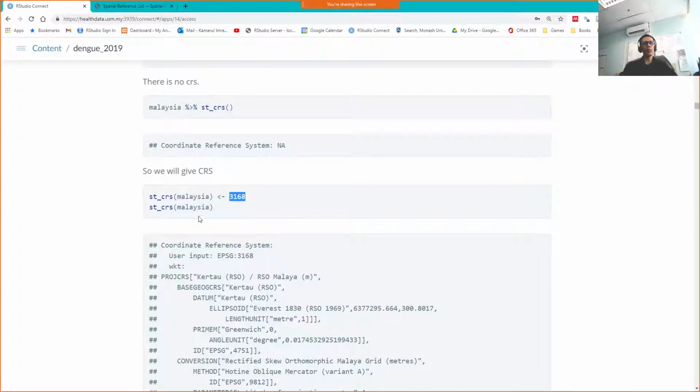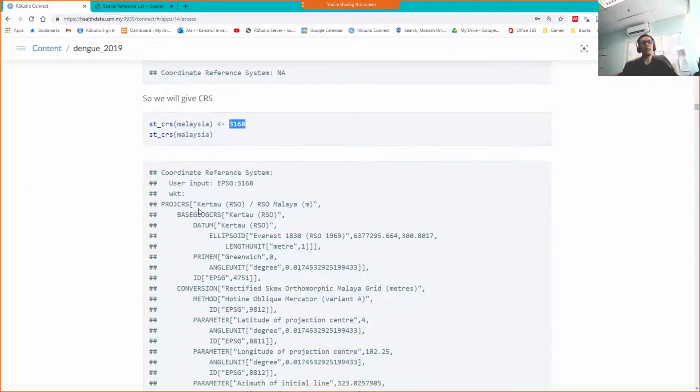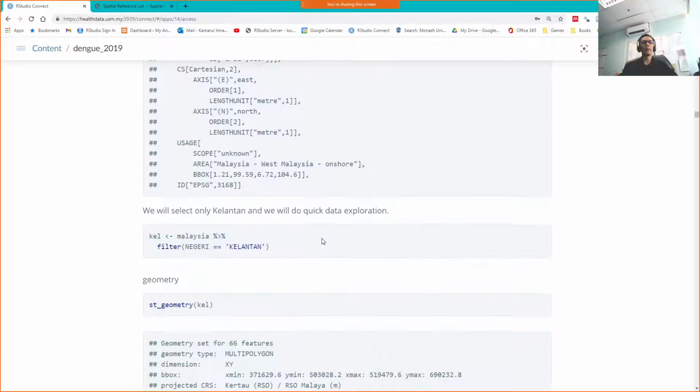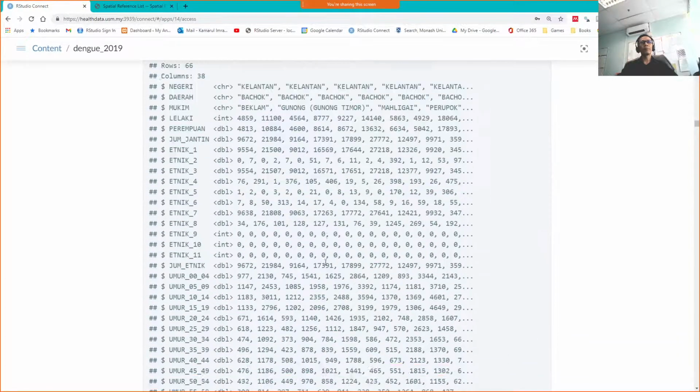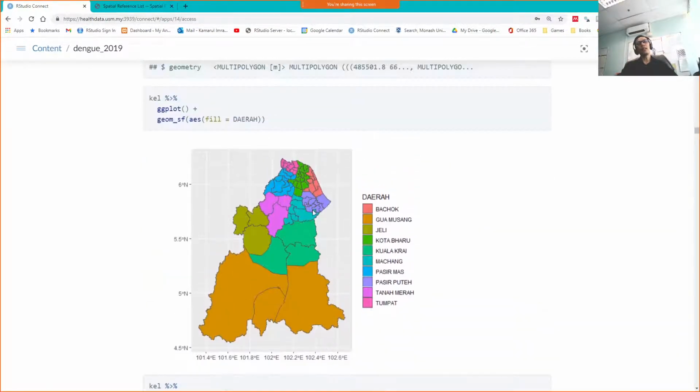But it doesn't matter. So I set the coordinate reference system for Malaysia to 3168, which tells R that this is Kertau RSO Malaya meter. This is polygon data, and when I map this, this is a choropleth map.